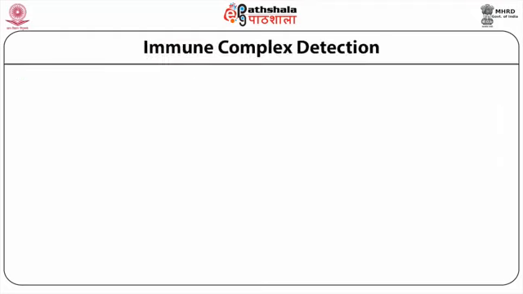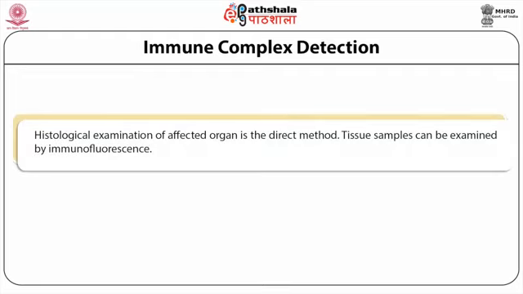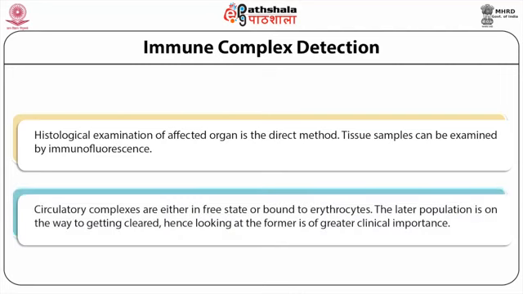For detection of the immune complexes, histological examination of the affected organ is a direct method. Tissue samples can be examined by immunofluorescence. Circulatory complexes are either in a free state or bound to erythrocytes. The latter population is on the way to getting cleared, hence looking at the former is of greater clinical importance.